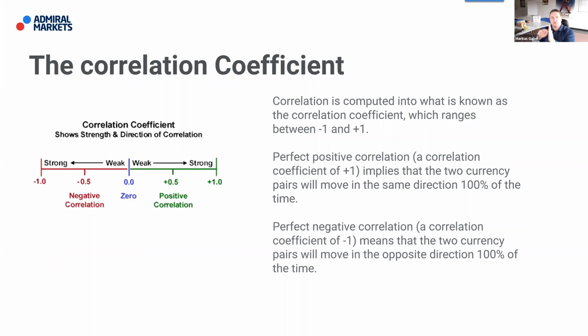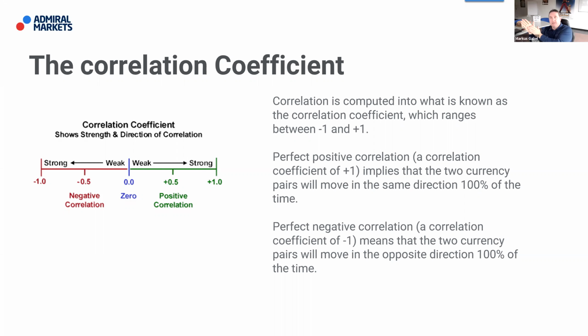So the correlation coefficient ranges from weak, to 0.5, to 1, and minus. Red means it's a weak correlation, then a medium correlation, and -1 means you have a strong correlation. Negative correlation means the two currency pairs move in the opposite direction. It's a kind of diversification, of course.